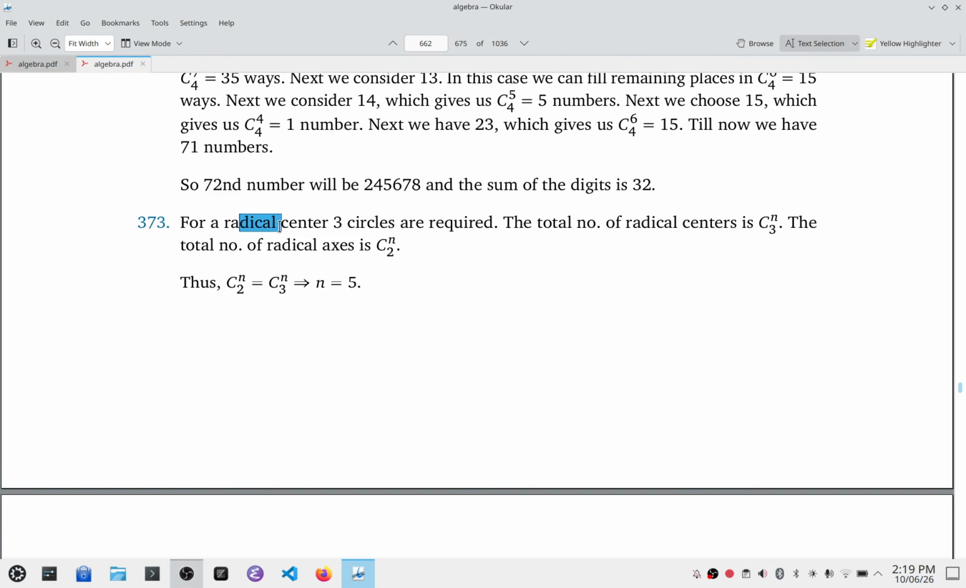So to form a radical center, we need 3 circles. The total number of radical centers is nC3. The total number of radical axes is nC2. Now nC2 is equal to nC3, which is given. So n is equal to 5 from this.